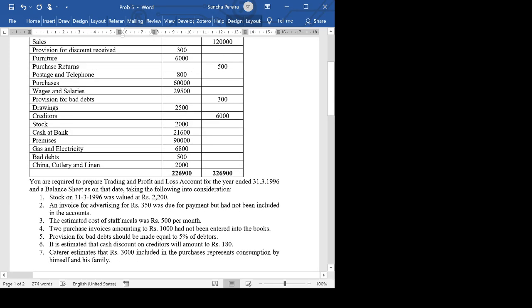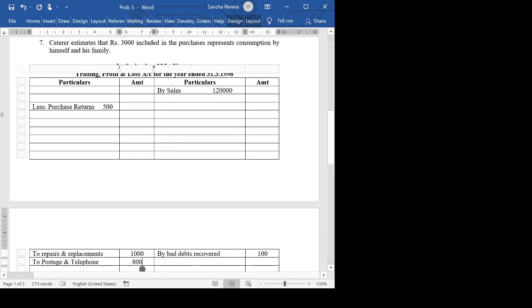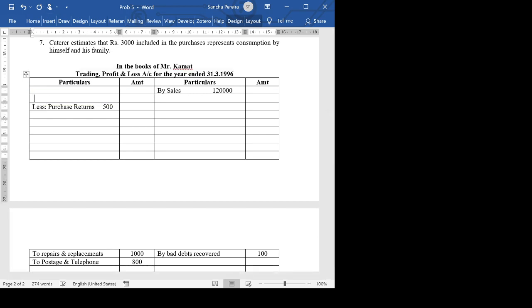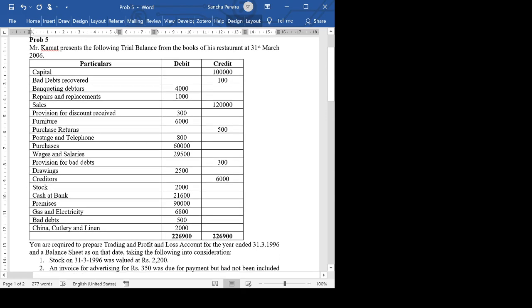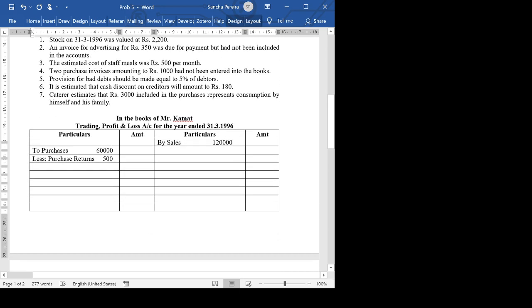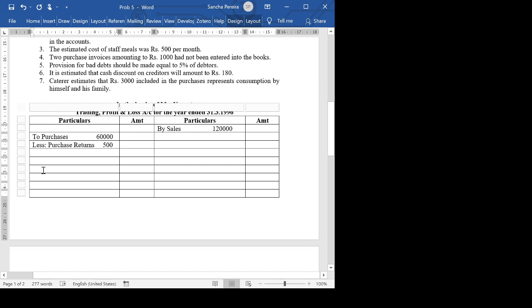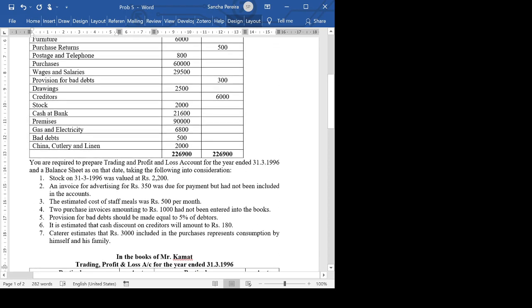Then there is purchases 60,000. This has a lot of adjustments in this problem. Purchases are 60,000. Then there is wages and salaries 29,500. Leave around 2 lines. Again in a column because there's an adjustment. There are wages in kind.